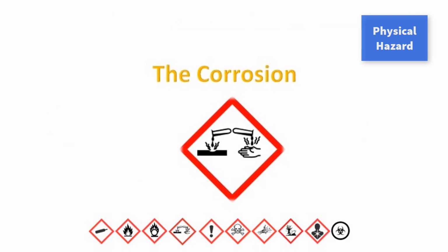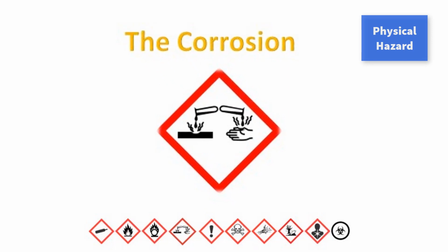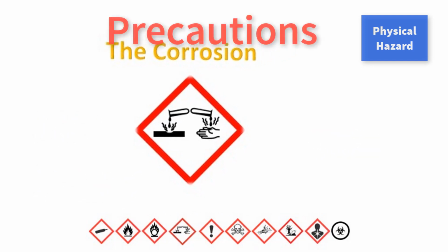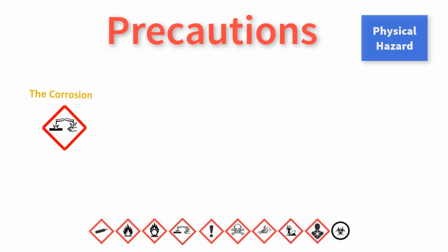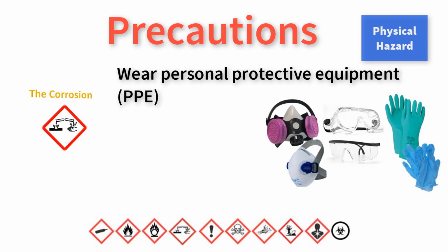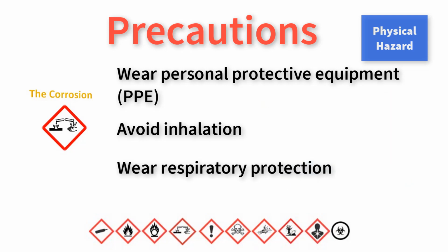This symbol indicates that the material causes severe eye and skin irritation upon contact and tissue damage with prolonged contact. This material may also be harmful if inhaled. Precautions to take when handling corrosive materials are to avoid skin and eye contact by wearing all necessary protective equipment, such as gloves and/or safety glasses, and avoid inhalation by using well-ventilated areas or wearing proper respiratory protection.